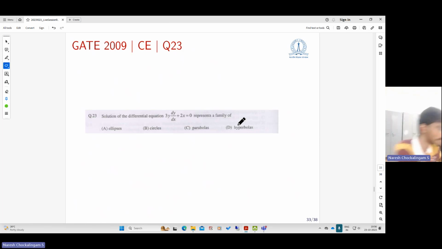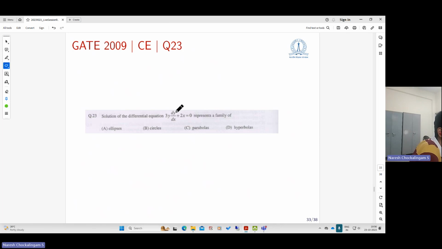So let us come to the last problem for today's session. The solution of the differential equation 3y dy by dx plus 2x equal to 0 represents a family of what? There are four conic sections: ellipses, circles, parabolas, and hyperbolas. So this is a problem, of course, in partial differential equations. Sorry, it's a problem in ordinary differential equations.